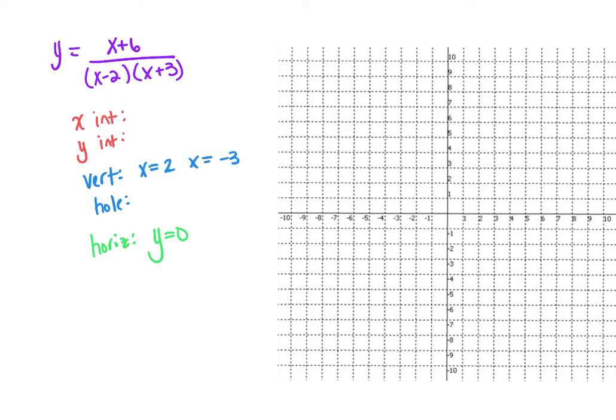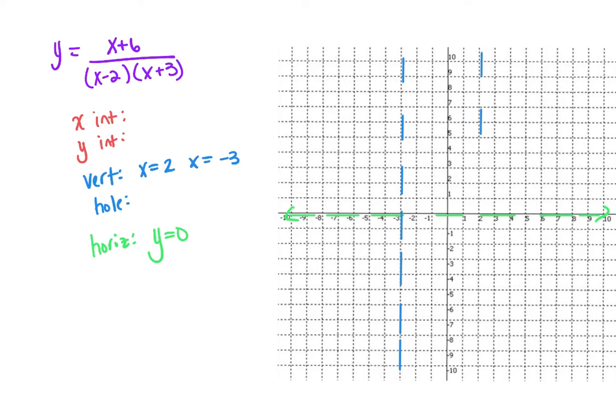All right, so I can go ahead and graph these. I can graph my horizontal, and I can graph my verticals. Do I have any holes? No, I don't have any holes in this particular graph. So it's going to be none. No holes. Why don't we have any? Because nothing cancels with those things on bottom.